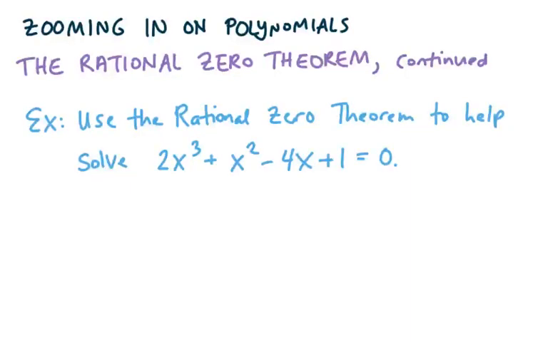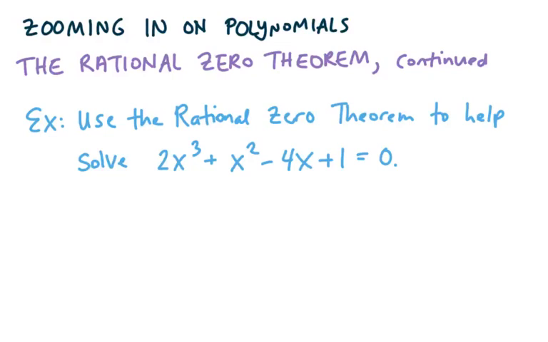Let's use the rational zero theorem to solve a polynomial equation. This will feel like a pretty robust use of the theorem. So in the last video, we talked a little bit about generating a list of possible zeros using this idea of P over Q. And we'll start this problem the same way.